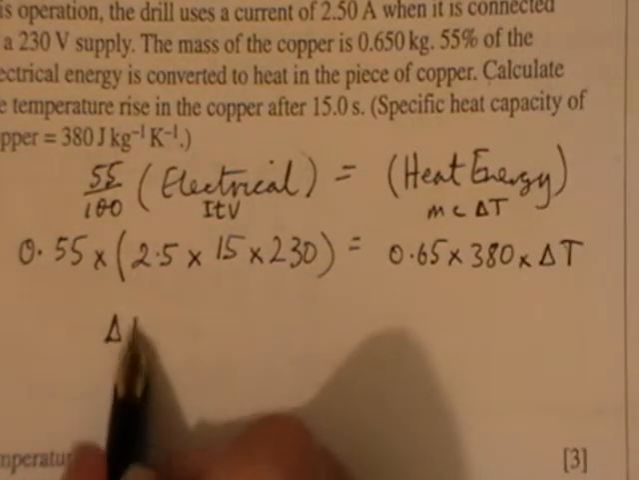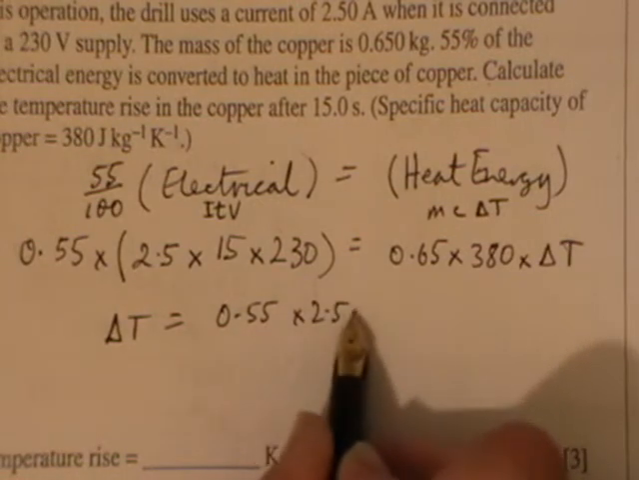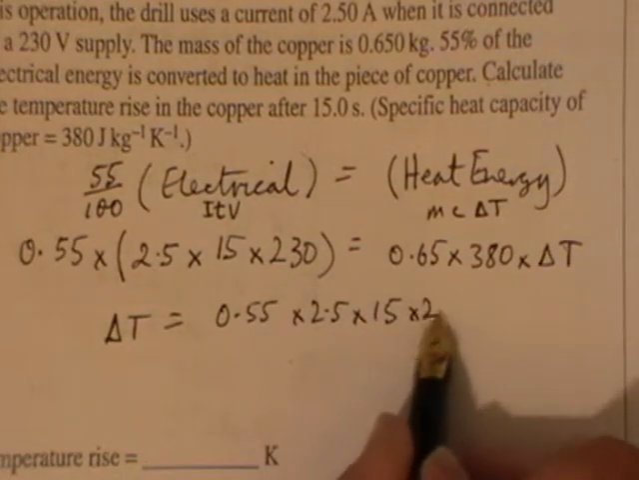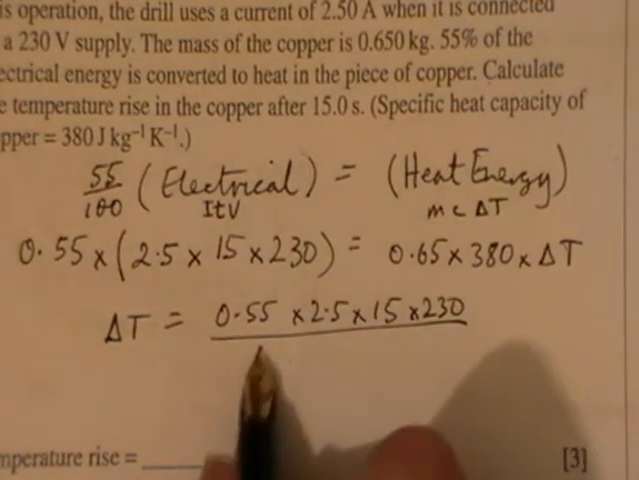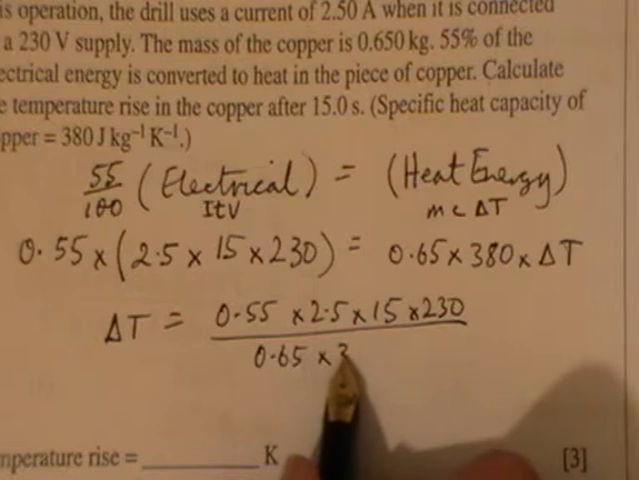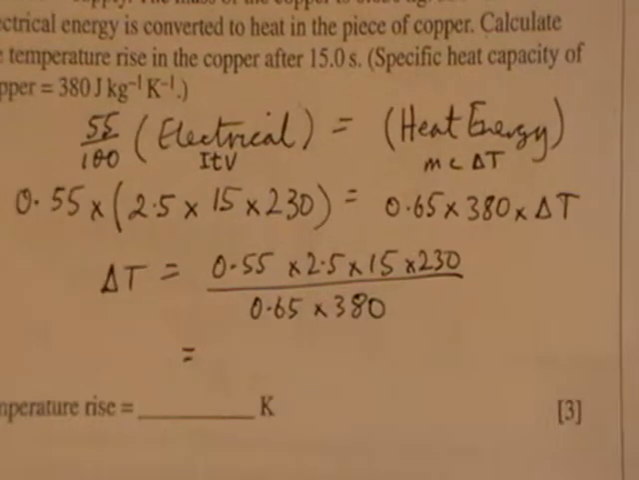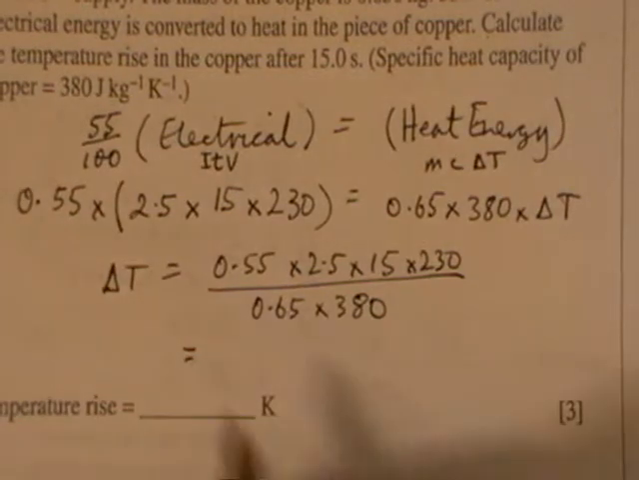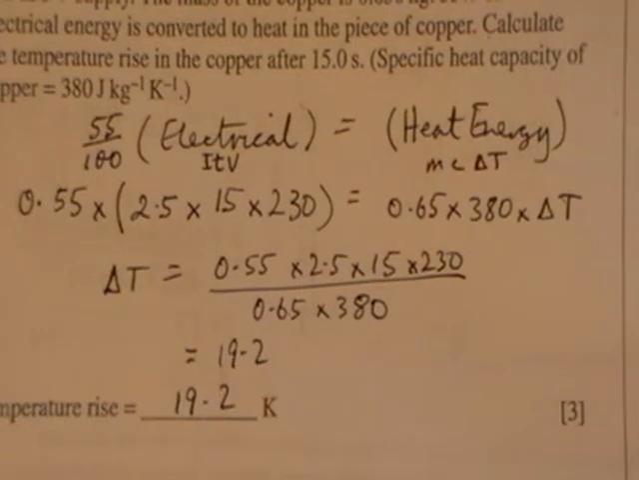Therefore, delta T is equal to 0.55 times 2.5 times 15 times 230, divided by 0.65 times 380. Fill all those values in and we get that delta T is equal to 19.2. So a temperature rise of 19.2 Kelvin.